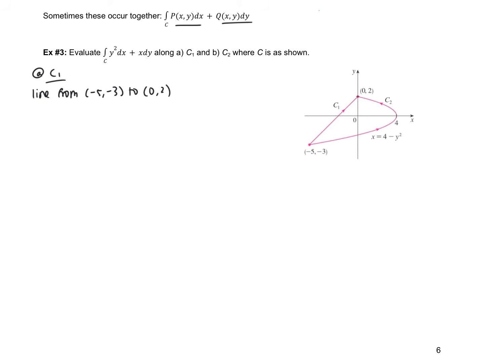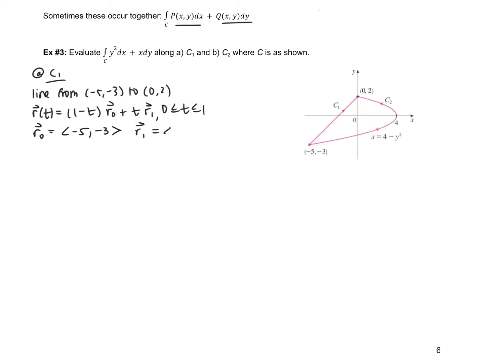to 0, 2. So first thing that we're going to have to do is we're going to have to be able to write that parametrically. So we've done this before. Hopefully you remember how to write line segments parametrically. General form is 1 minus t r naught, so that's the starting point or the vector for the starting point, plus t times r1, t being from 0 to 1. Okay, so r naught is that starting point, -5, -3.